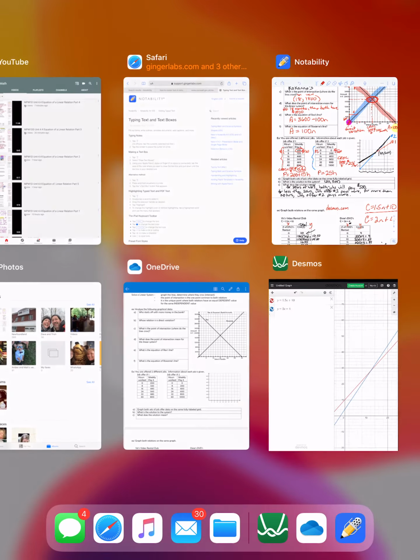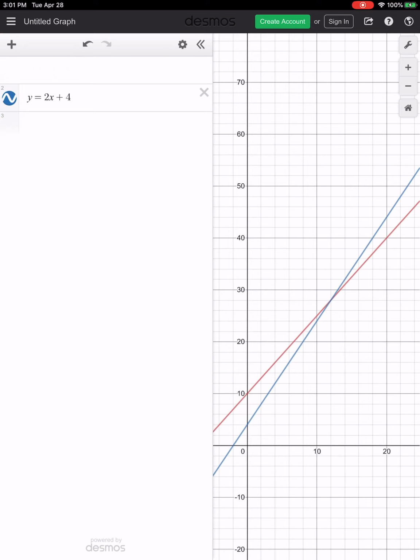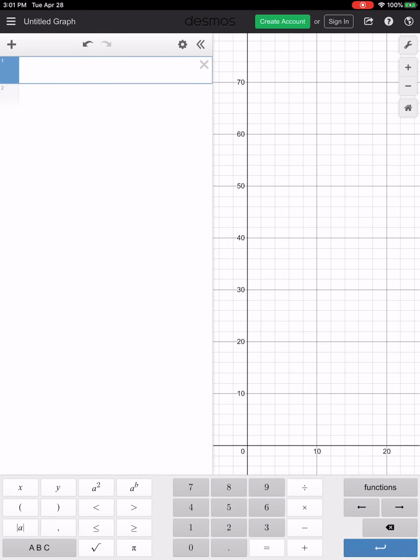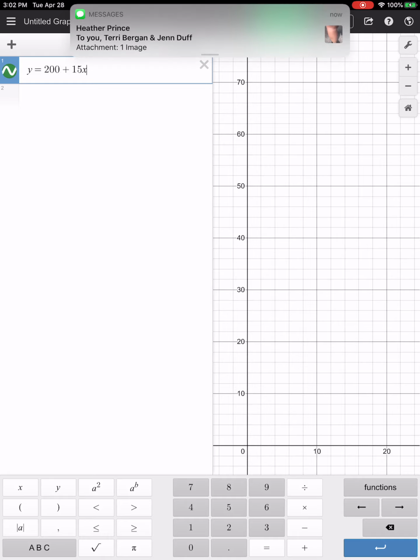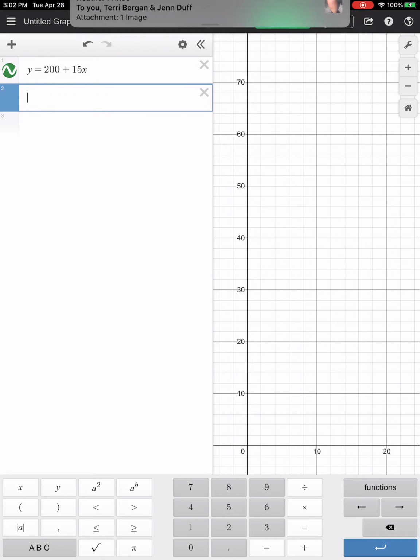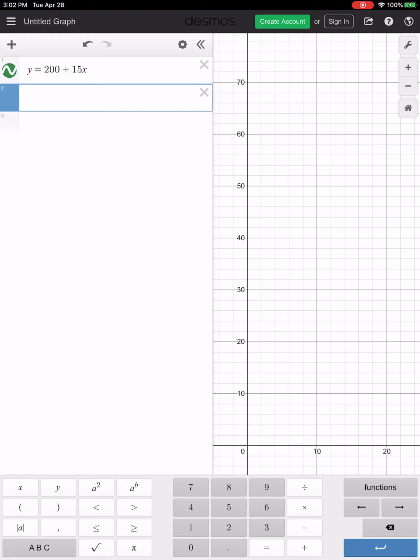Okay, so now I'm going to go back into Desmos. I'm going to clear out these two equations. Now I'm going to type in the first one as y equals 200 plus 15x. And then you can hit enter, or you can hit the next line, and you type in y equals 25x.